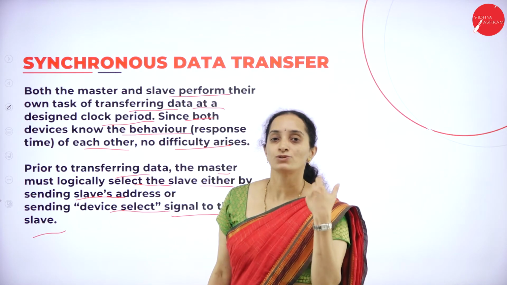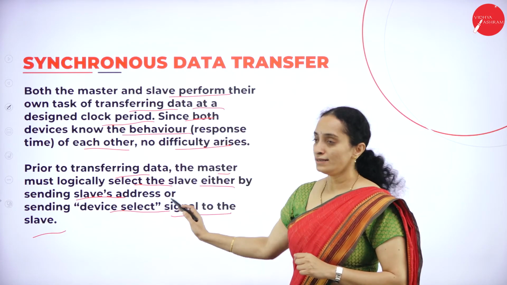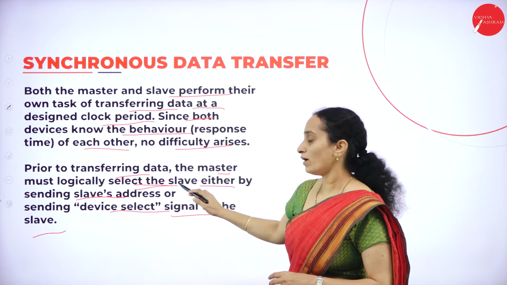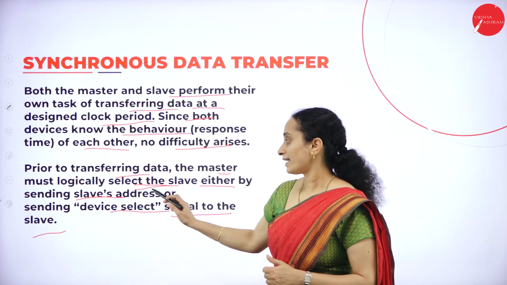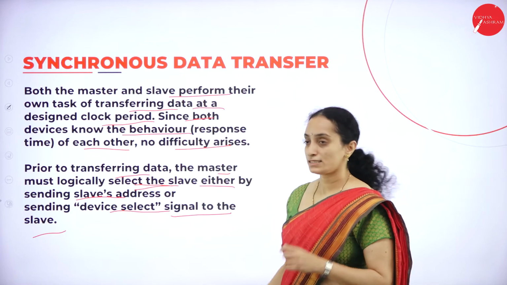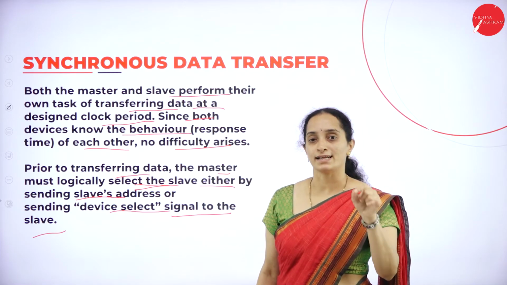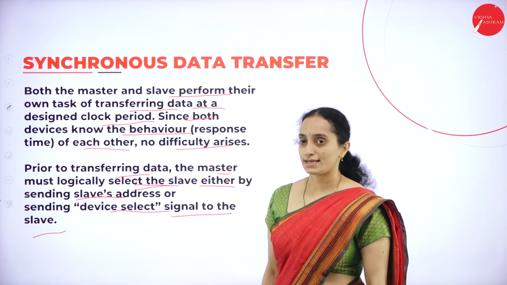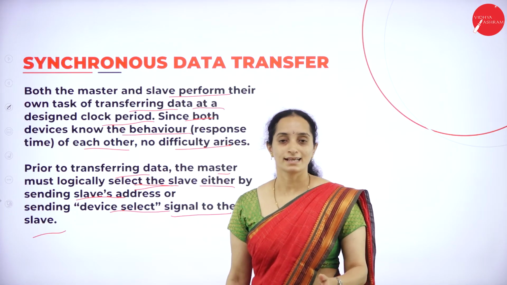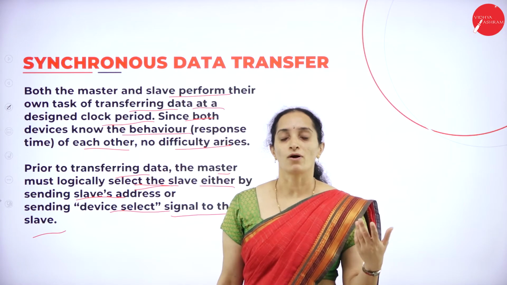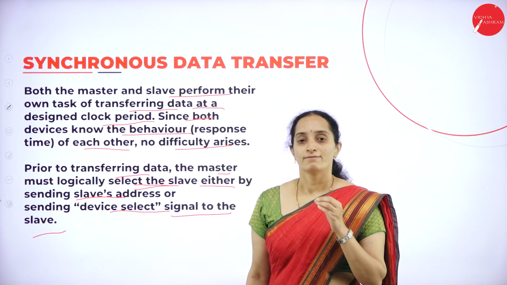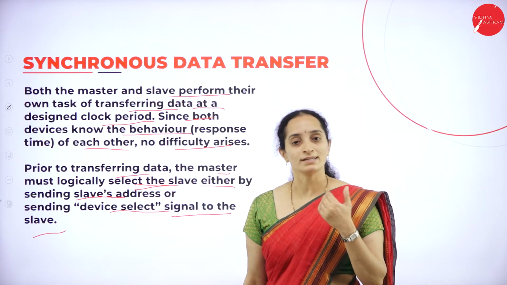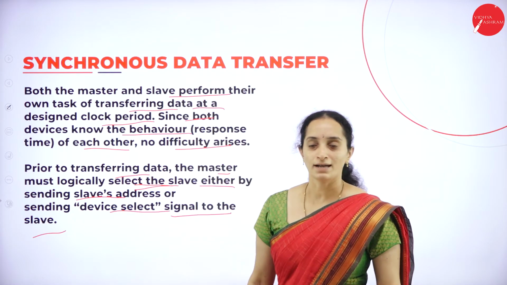The sender has to select who is the receiver. To select a receiver, the sender or the master can use two methods. He can just logically select the slave, or he can send the device select signal to the slave, telling it that it has been selected as a slave or receiver. Or the master will logically select the slave by broadcasting the slave's address to all the slaves. When the determined slave receives that address, he gets to know that he is the one who is going to accept the data.